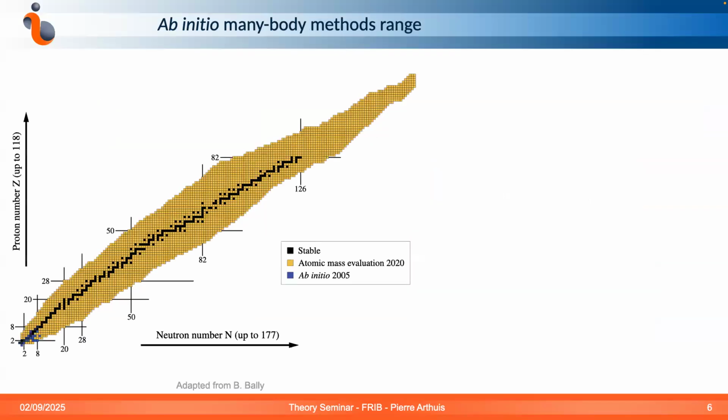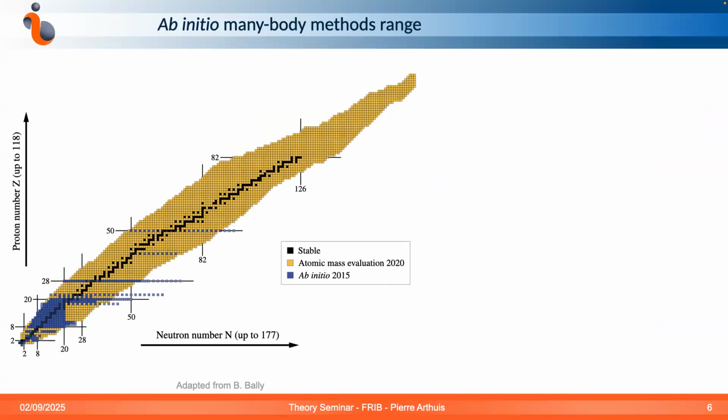So this type of method goes way back. Actually, you could go back to the 80s, but they were for a very long time restricted to the bottom of the chart. You see a bunch of blue squares here. This is what we were able to describe from an ab initio method 20 years ago.